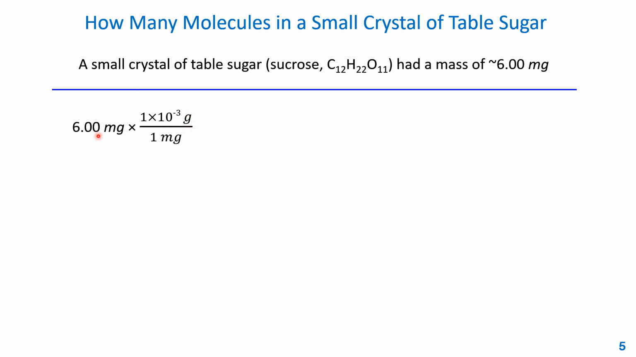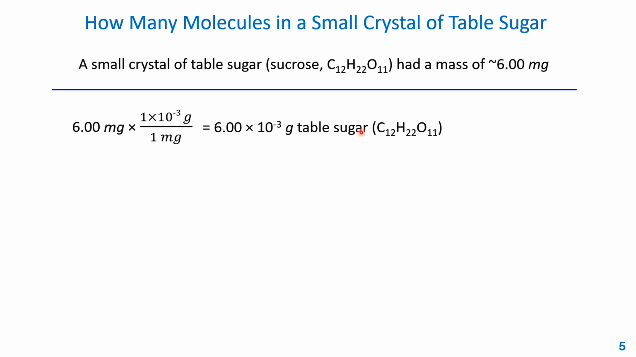So this conversion gives the mass in grams of the one small piece of table sugar: 6 times 10 to the negative 3 grams of this formula. That's table sugar. Now, when we have mass, if we need to calculate the number of molecules, you need to calculate the moles first. How to calculate moles from mass?